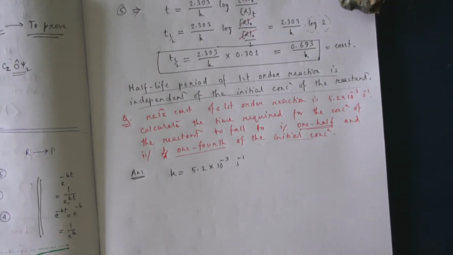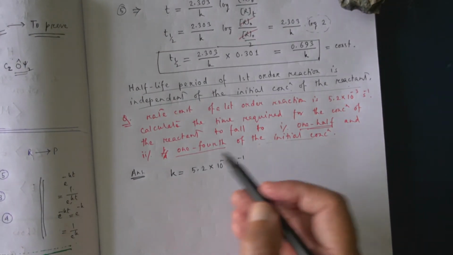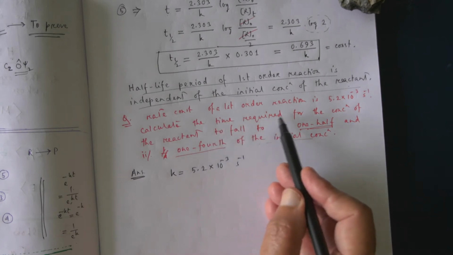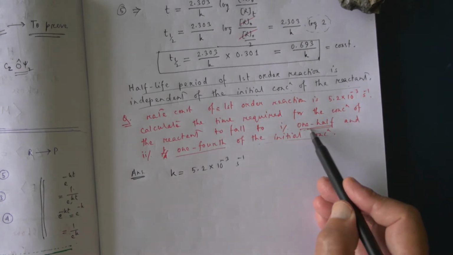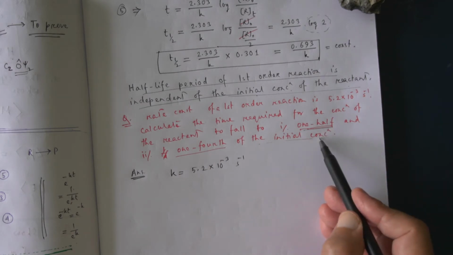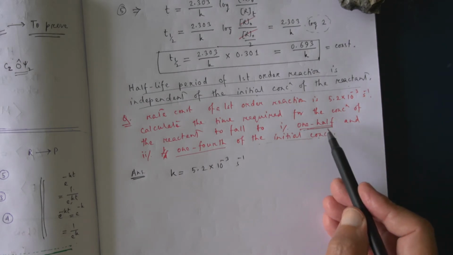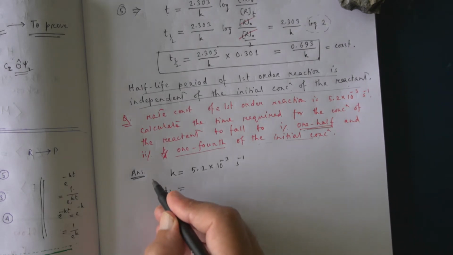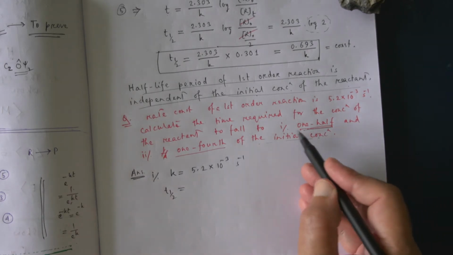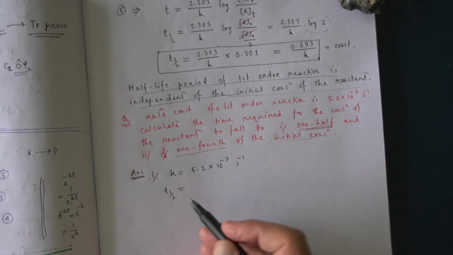The rate constant is given, and we are asked to calculate the time required for the concentration of the reactant to fall to 1/2 of the initial concentration. That means it is the half-life period. That is problem number one: we have to calculate the half-life period.